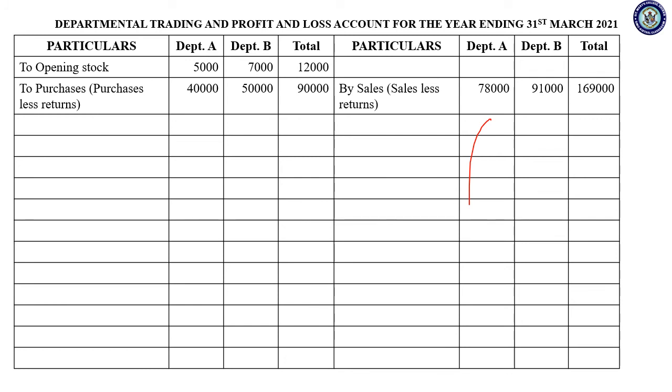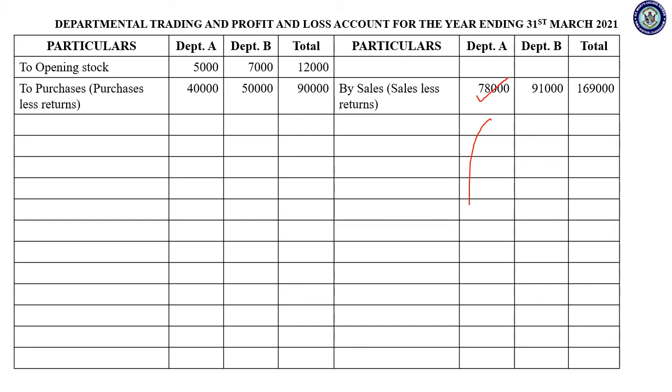What is the total sale? You see the Department A, what is the total sale? So total sale of Department A is 80,000. Sales return is 2,000. Correct? So 80,000 minus 2,000, it comes to 78,000.